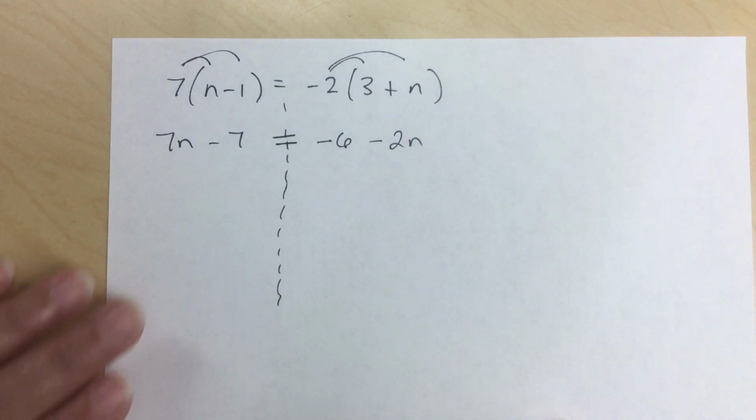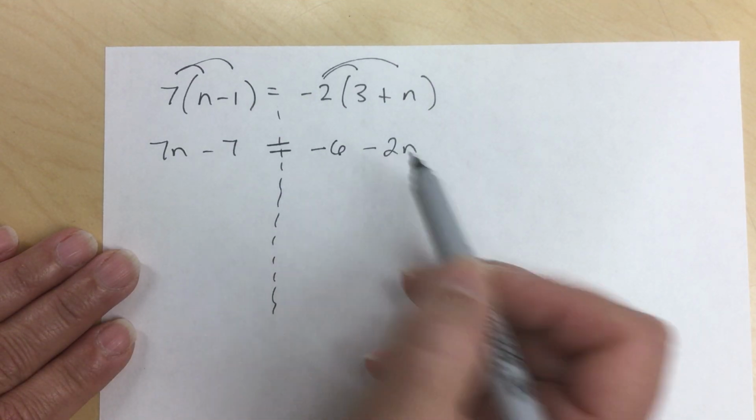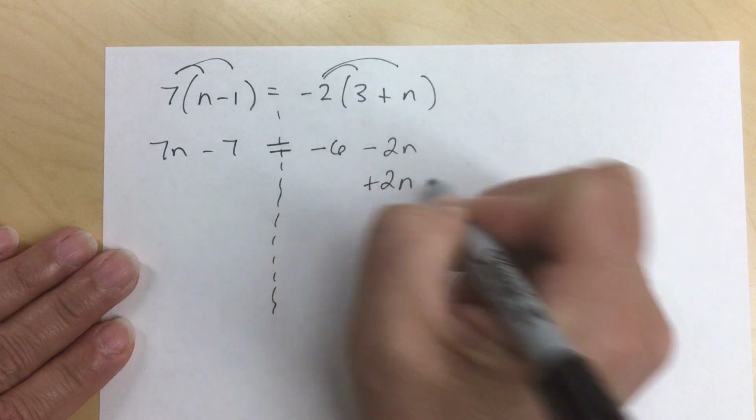So now I need to organize my stuff. I like to move my letters over to the left-hand side, so I have -2n. So I'm going to add 2n to both sides.